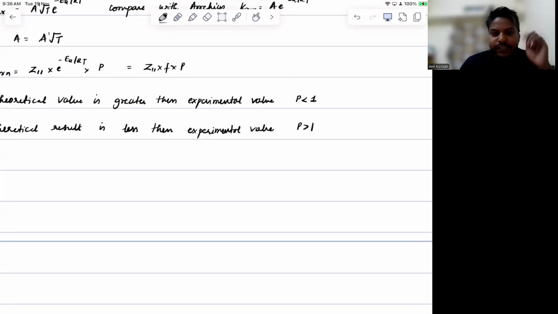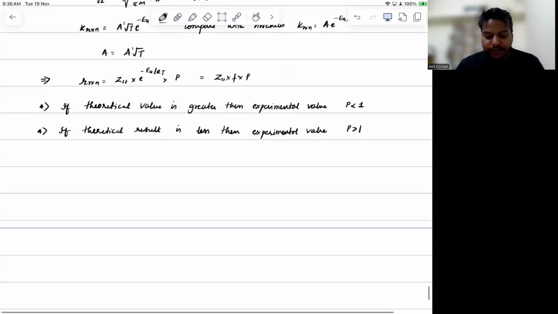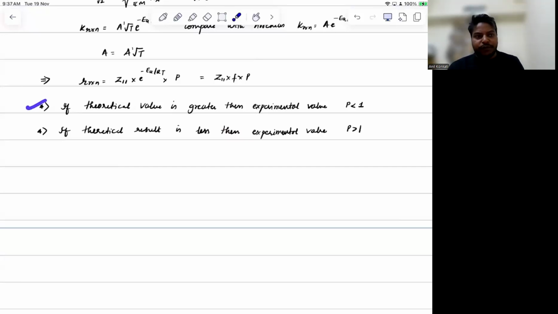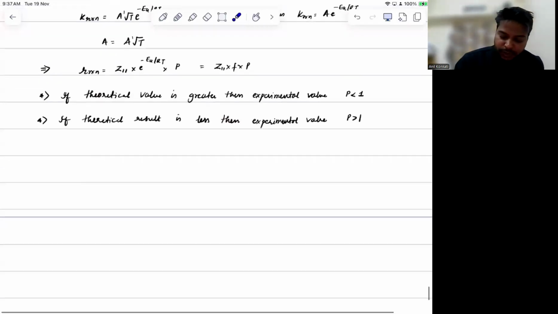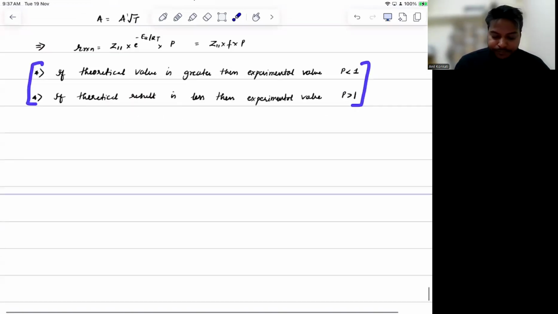Okay. So in 2017, the same question has been asked everybody. It is just to pick out the options. It was given theoretical value is less than the experimental value. Then the P value is 4.5. Is it correct or not? The answer is yes. This P value has to be greater than 1 in that case. So remember in which case what will happen. Got it?